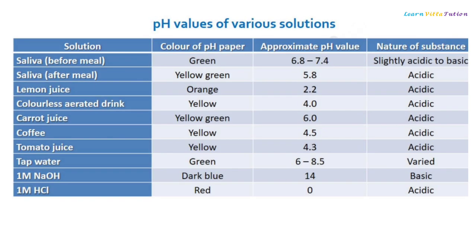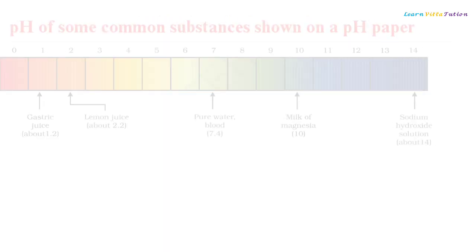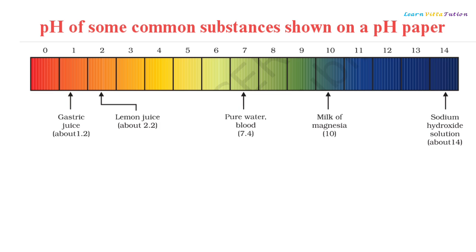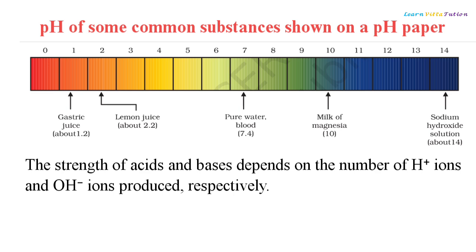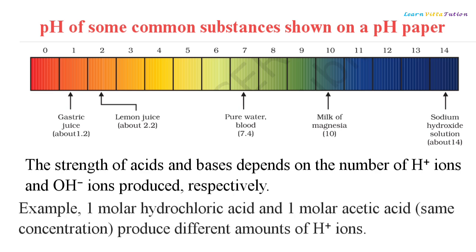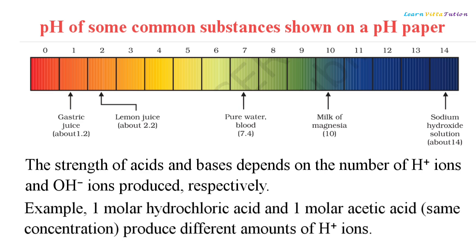pH values of various solutions are given in the table. Read observations carefully. pH of some common substances shown on a pH paper. The strength of acids and bases depends on the number of H+ ions and OH- ions produced, respectively. For example, 1 molar hydrochloric acid and 1 molar acetic acid, same concentration, produce different amounts of H+ ions.